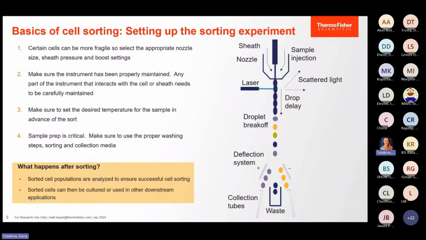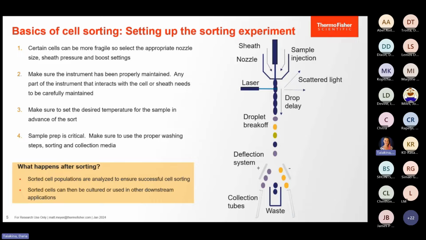So keep in mind that we're actually deflecting and charging the drops. We're not actually deflecting and charging the cell. The cell lives within the drop, and so it follows the drop into the collection tube. And certain cells can be more fragile. And so selecting the appropriate nozzle size, sheath pressure, and boost settings can really give you an advantage to optimizing your sort before it even starts.